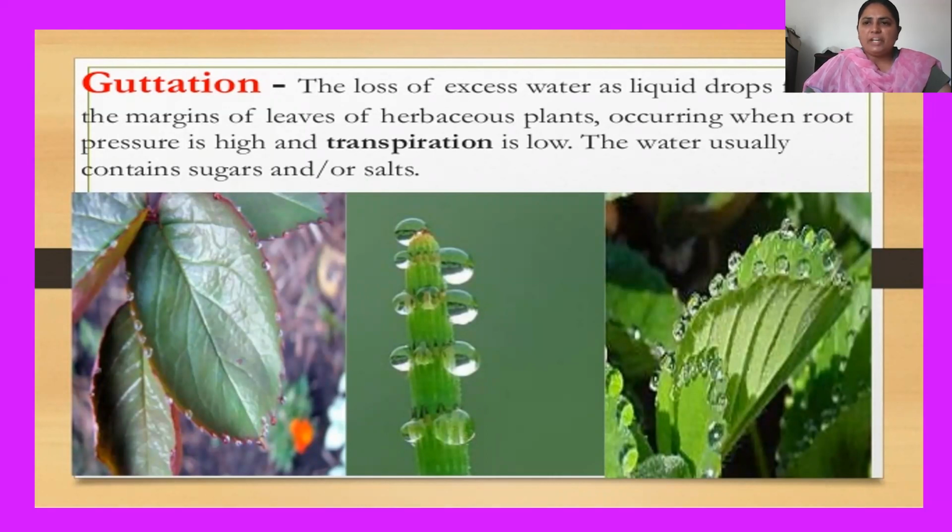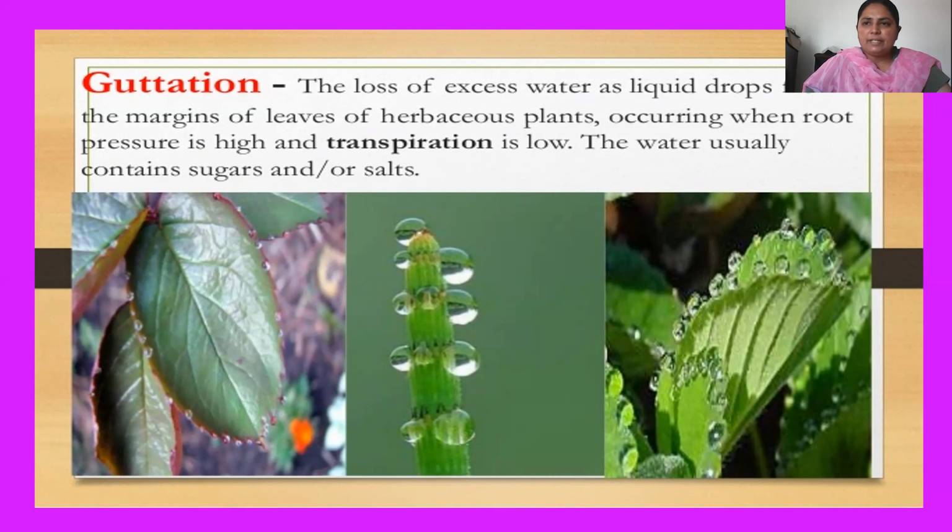When the root pressure is very high and the rate of transpiration is low, then you observe this phenomenon known as guttation. Here the excess water appears on the margins of the leaf as liquid drops. And this water usually contains some sugars and salts too.